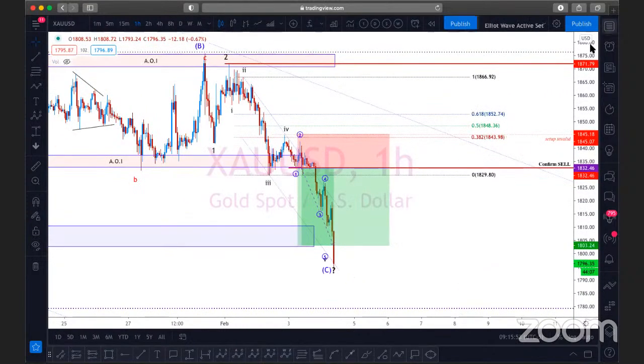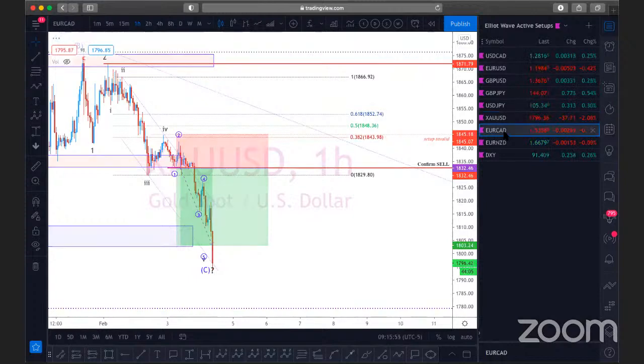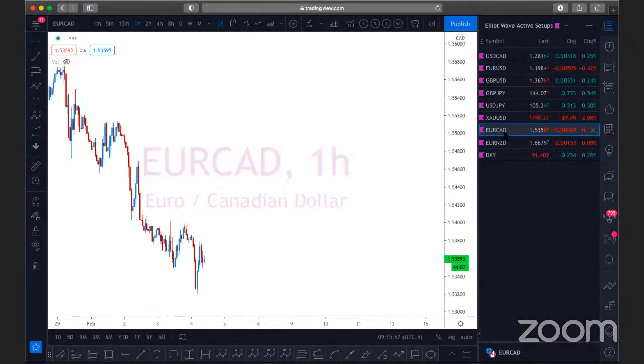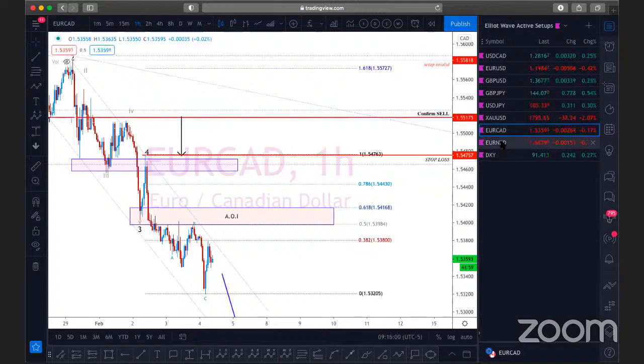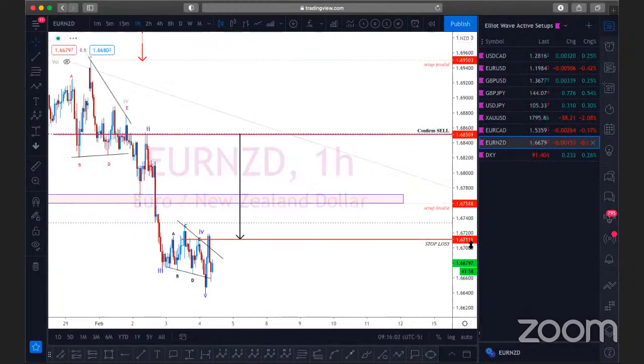Let's see what is transpiring on the others. Like I said, not much change. We're just doing the recap. All right, so let's see how this market would conclude. Right, so this is it for the week.